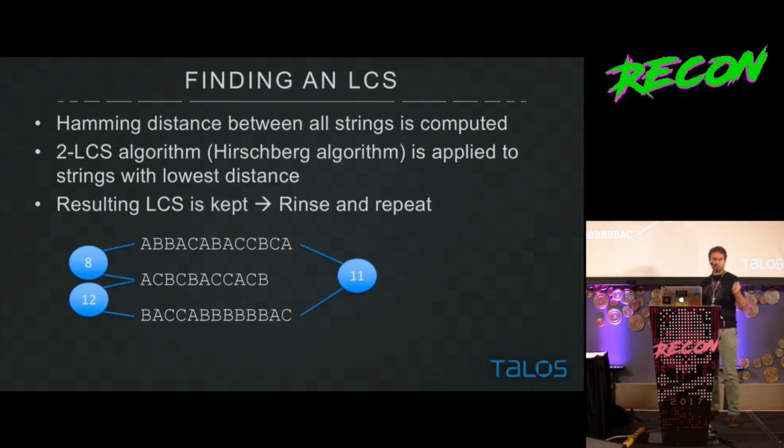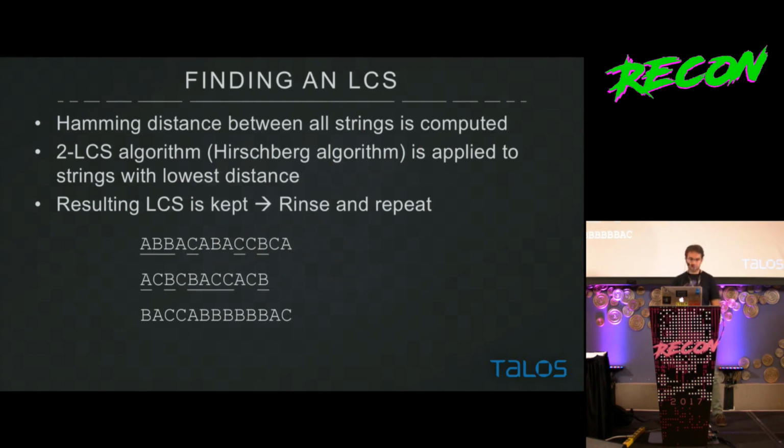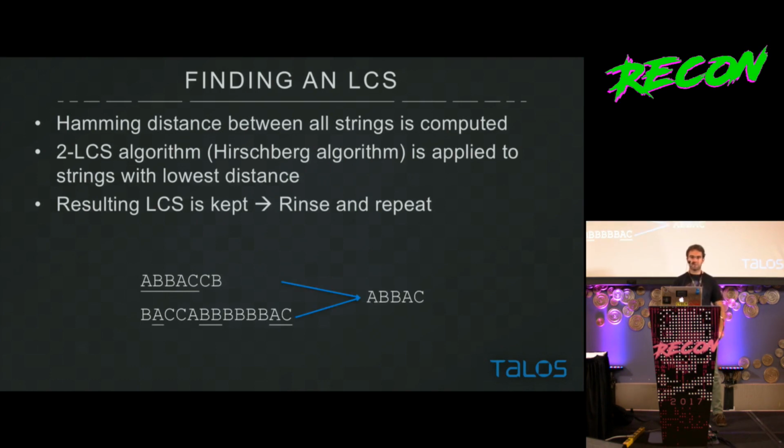So to make this a bit more graphical, here we compute the Hamming distance. The Hamming distance, just to remind you, is you look at the characters at the same position. So for example, AA are the same, so you add 0 to the Hamming distance. You look for BC, they're different, you add 1 to the Hamming distance. So you see this string has 8 distance, this one 12, these two, and this one 11. So we keep the ones with the lowest Hamming distance. We run the LCS algorithm on them. We extract the longest common subsequence. We discard the two strings, just keep the longest common subsequence, and then we repeat, run the longest common subsequence, get one longest common subsequence, and we're done.